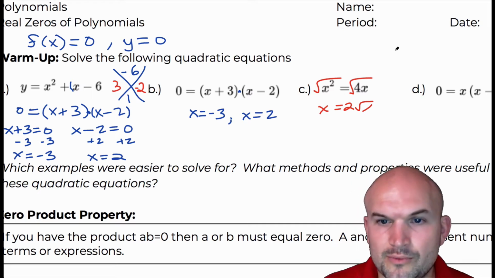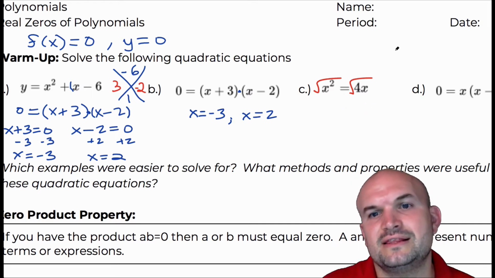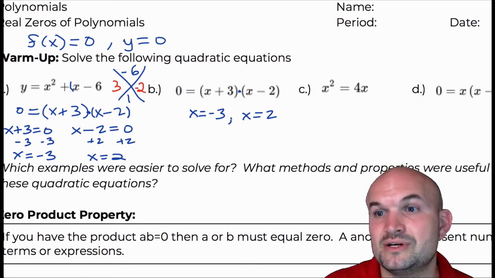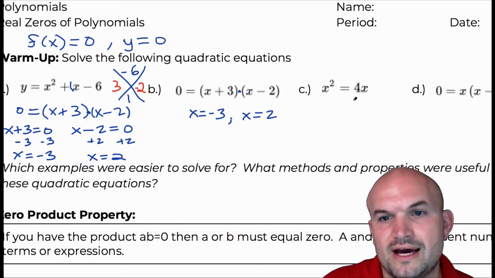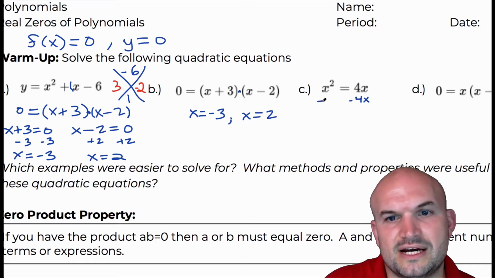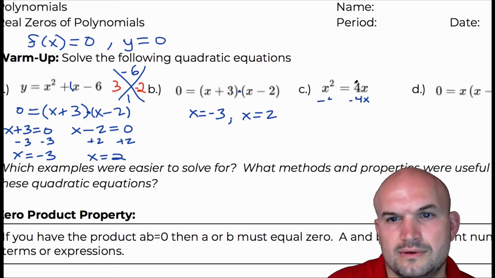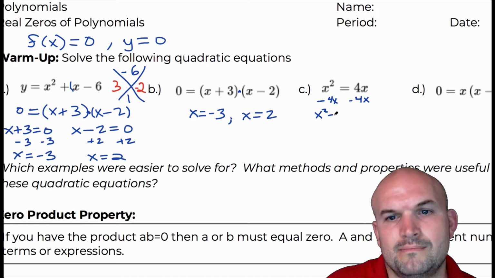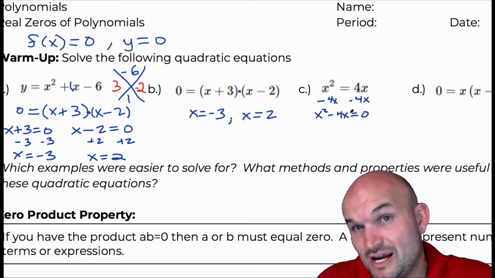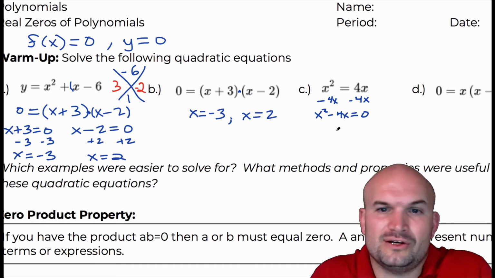So in this case, what I'm going to do is take the equation x squared minus 4x, and I'm going to set it equal to 0. So to do that, I am going to subtract the 4x on both sides. So therefore, now I have x squared minus 4x equals 0.